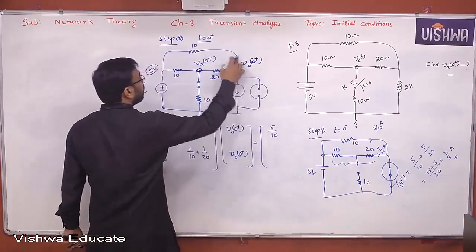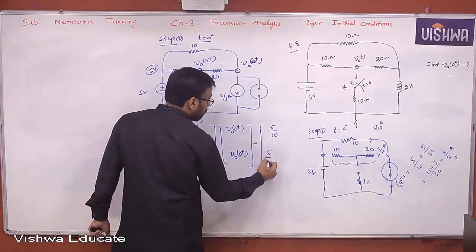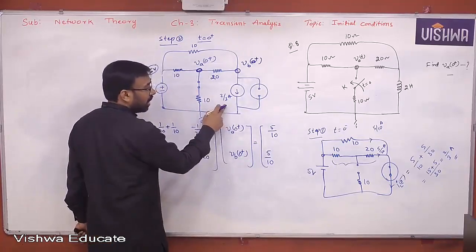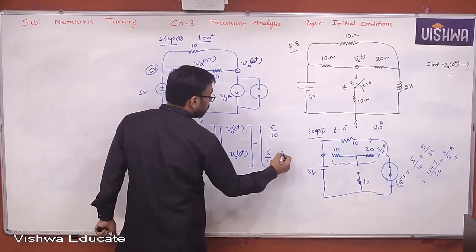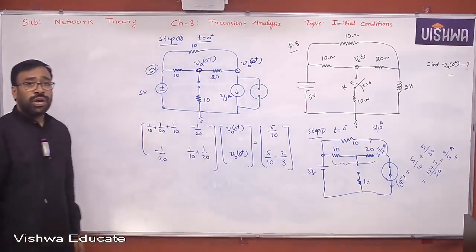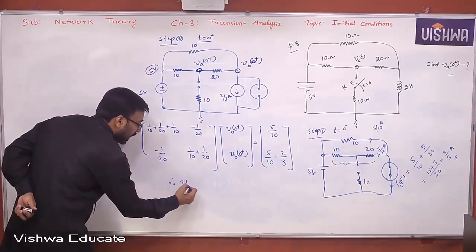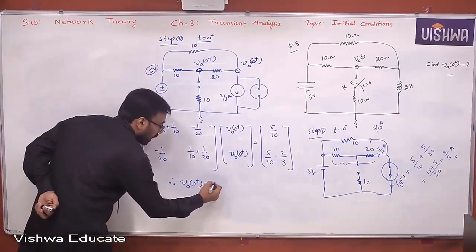For node B, 5 by 10, same time the current source is there. So 5 by 10. What is the current source doing? Leaving or entering? Leaving. Therefore minus 2 by 3. Understand, all of you? Okay. Now your requirement is what? VA of 0 plus. Apply Cramer's rule.